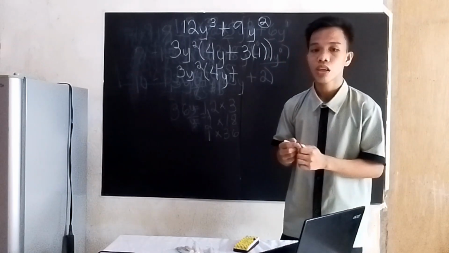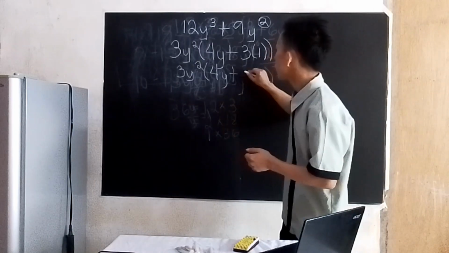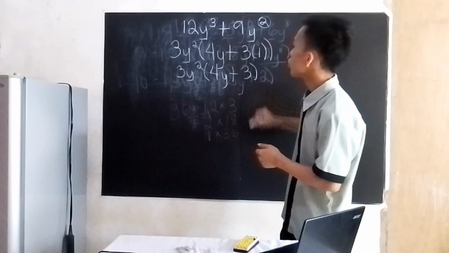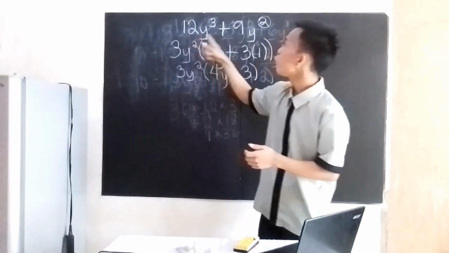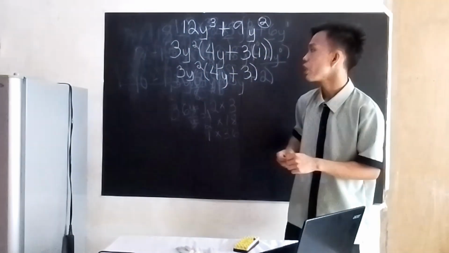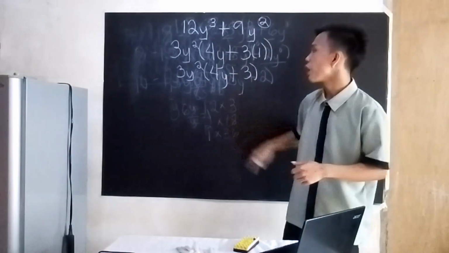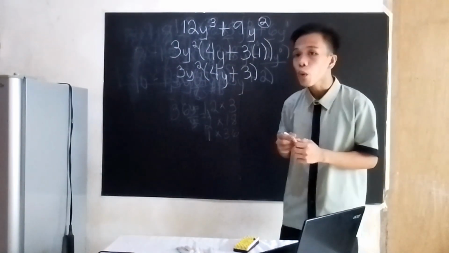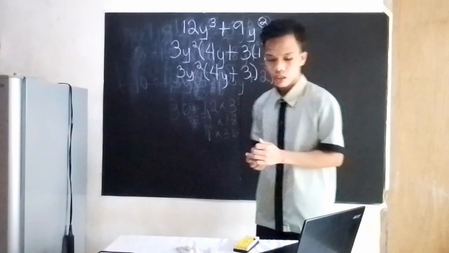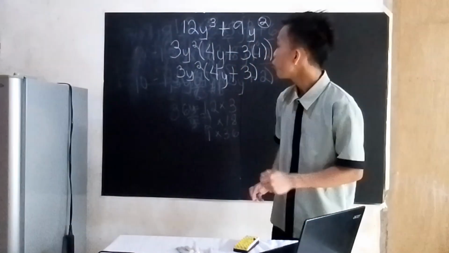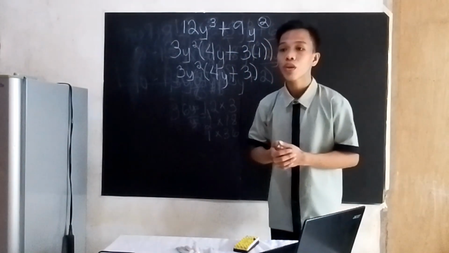Yes, Ernesto? That's right, that will be 3. So that is the factor of 12y cubed plus 9y squared, which is 3y squared multiplied by the quantity 4y plus 3. So, are we clear with the greatest common monomial factor?